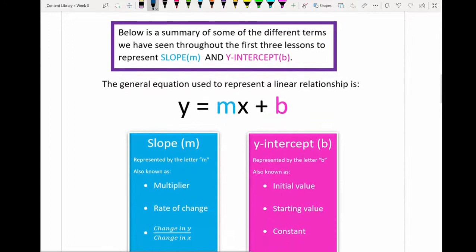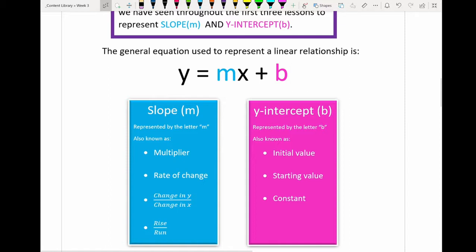Below, what we're going to look at is a summary of the different terms that we've seen throughout the first 3 lessons to represent slope, or m, and y-intercept, or b. The general equation used to represent a linear relationship is y = mx + b. Remember, these are the 2 key things that we need to find anytime we need to find an equation or a rule.